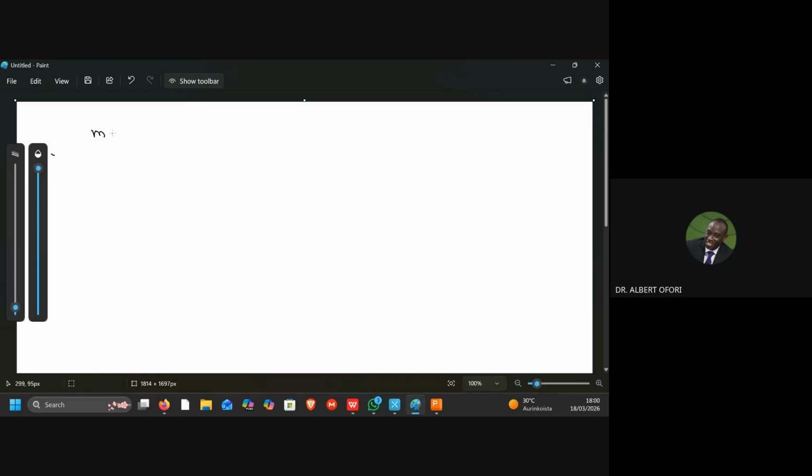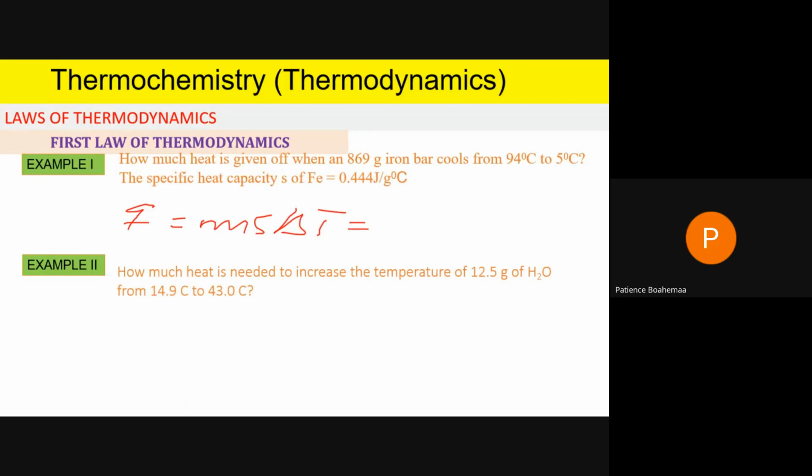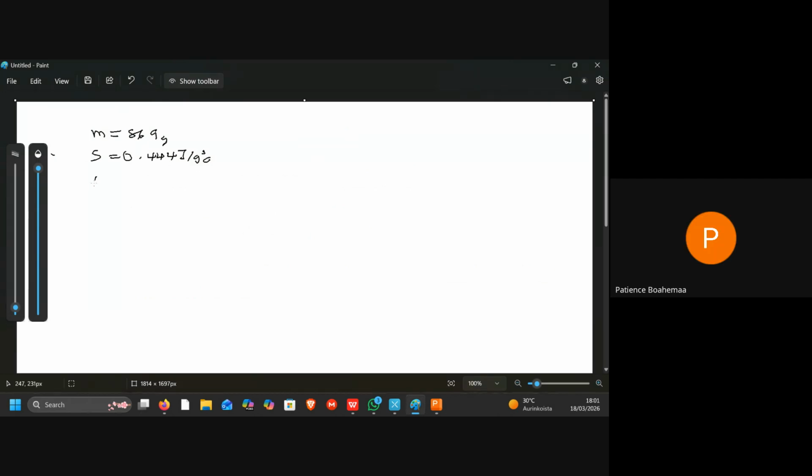Okay, so the mass here, if I should go back, is 869 grams, and the specific heat capacity of the iron given is 0.444 joules per gram degree Celsius. Let's go back and see if that is correct. Yes, that's correct. And the temperature change is from 95. So that's the initial temperature, and the final is 5. So yes, if I should go back, 5 minus 95.